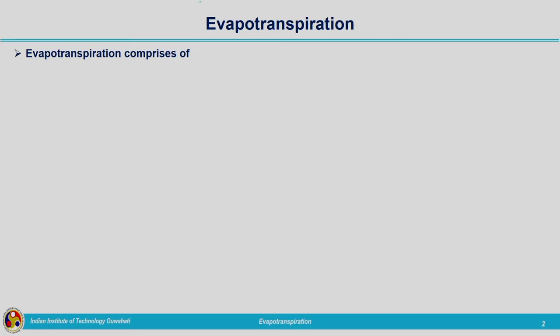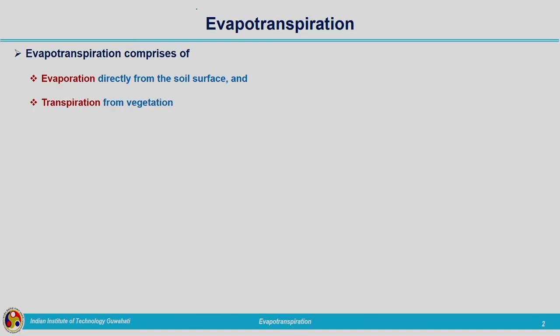Let us see first what is meant by evapotranspiration. After that, we'll move on to the methods of estimating evapotranspiration. Evapotranspiration is the process by which water is lost to the atmosphere from the vegetated surface. So, it is the combination of evaporation directly from the soil surface and also transpiration from the vegetation. In detail we have already covered what is meant by evaporation, what are the factors affecting evaporation and the methods of estimation of evaporation.